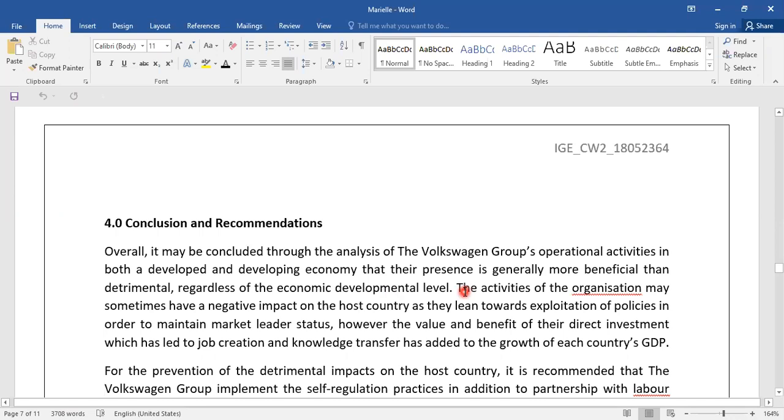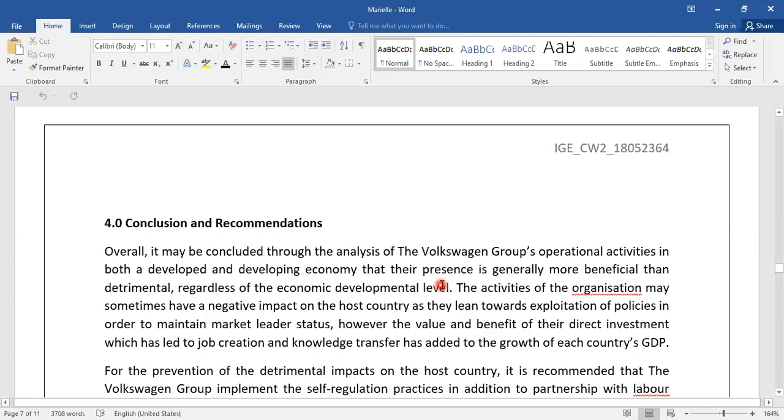This is a very important point. Does everybody understand how to write a conclusion? In your conclusion, you're summarizing your main findings. Marielle says their main findings were exploitation of people and exploitation of the environment. And I'm encouraging her here to summarize her positive findings in the US. Her positive findings in the US were job creation and FDI, and her positive findings in Brazil were knowledge transfer.